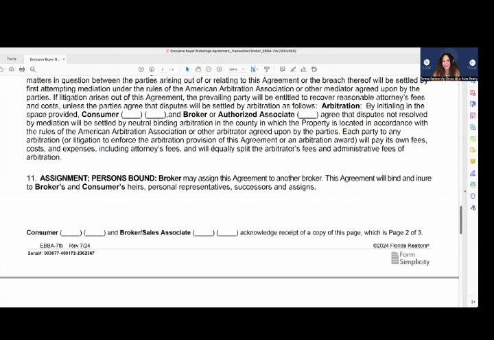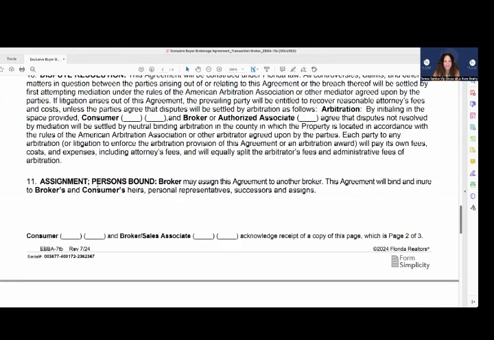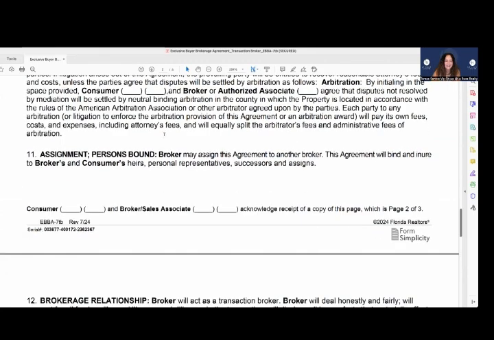But to me, it's like, let's just have the broker sign it, because at the end of the day, they're going to still have to sign here anyway. So why don't we just have them sign there? Same thing. All right. Assignment. Person found broker may assign this agreement to another broker.